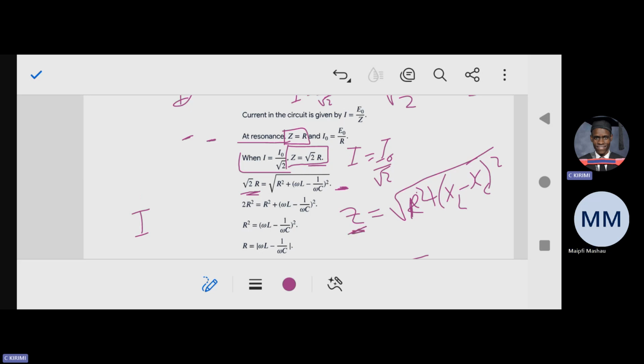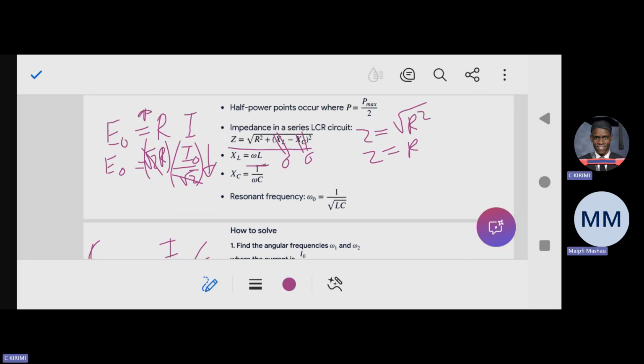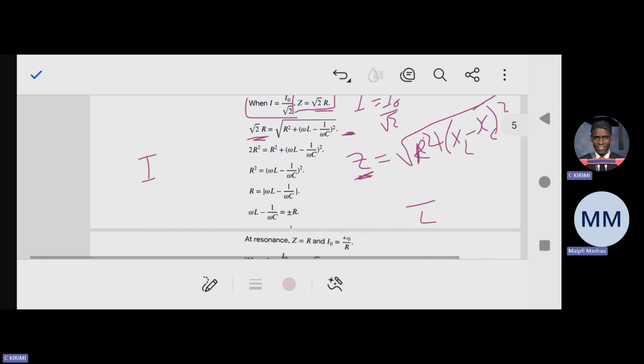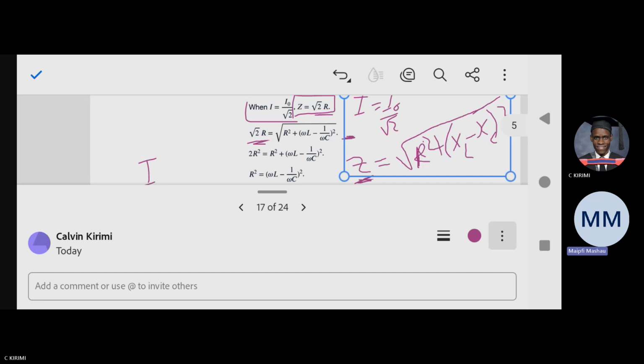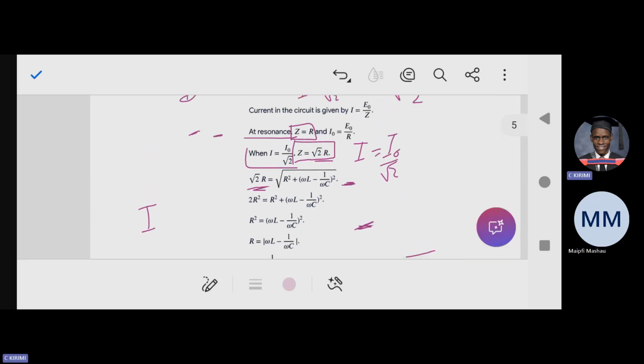Where there is R squared, you leave it like that. Where there is XL, you put omega L. Where there is XC, 1 over omega C, squared. What do you do? Here, I told you we squared both sides. On the left-hand side, you square. On the right-hand side, you square.